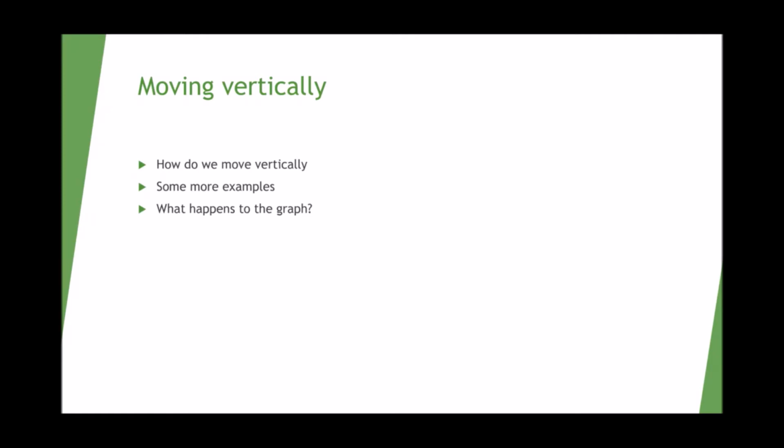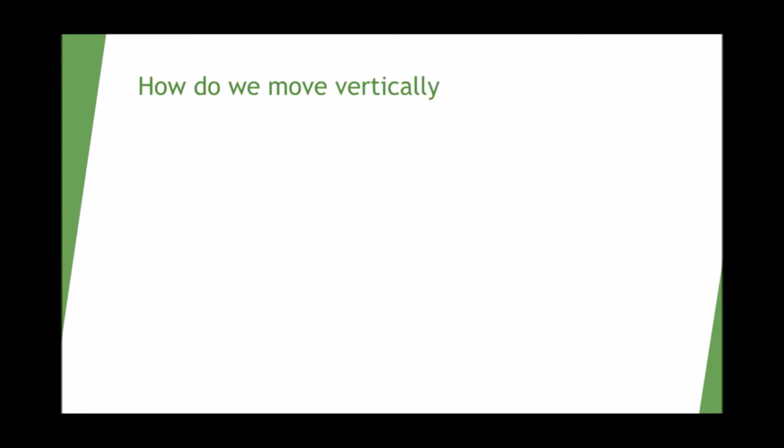Then we'll look at some more examples, and finally we'll try to turn it around. If we have two functions, how can we see how much it has been moved? What happened to the graph? So let's start. How do we move a graph vertically?